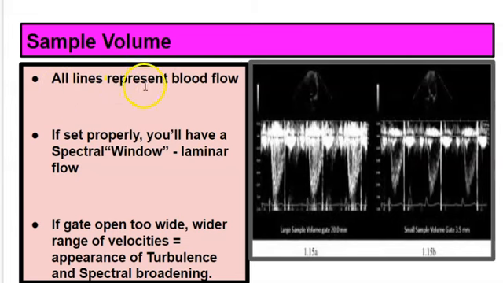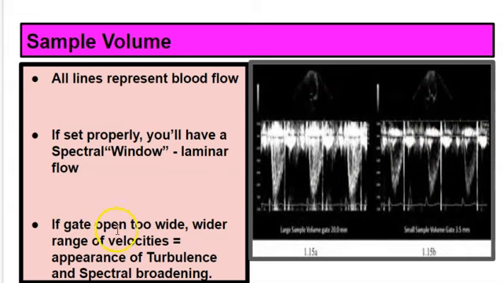Our sample volume, all lines represent blood flow. All the lines within this Doppler window, if set properly, you'll have a spectral window and laminar flow. This would be the proper sample volume size. Here, the sample volume, you can see this right here, is probably a little bit too big. We've got a little bit of spectral broadening going on here. We just want to be careful where we place that. This would be an aortic valve. You can tell that because of the closing click, and probably a mechanical aortic valve.